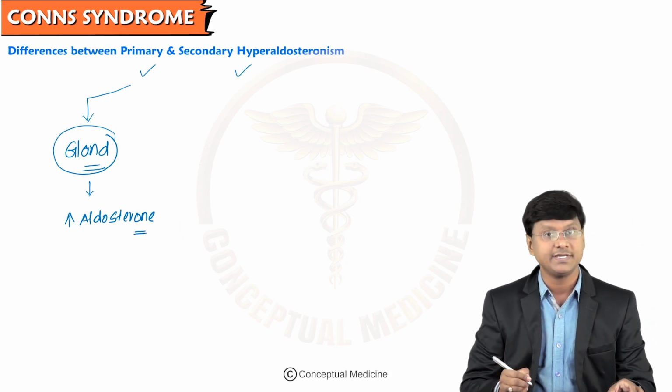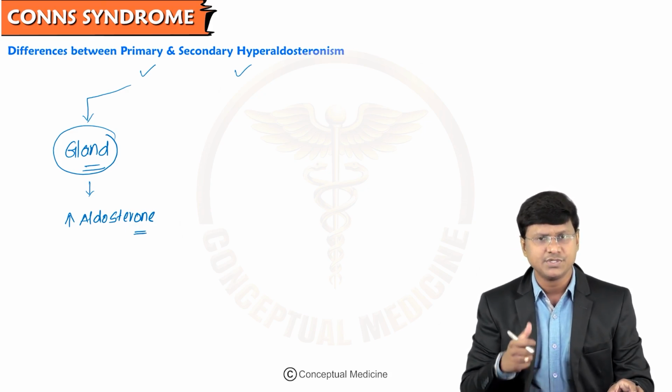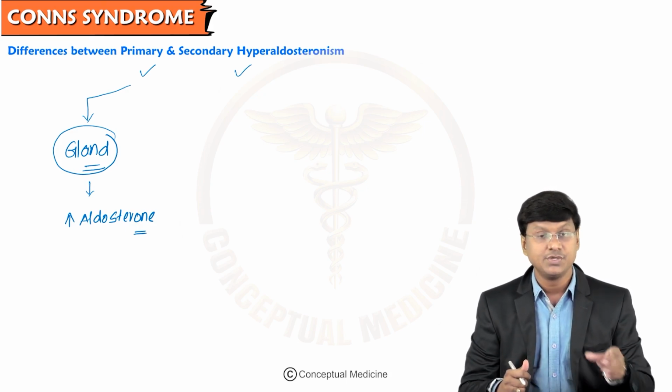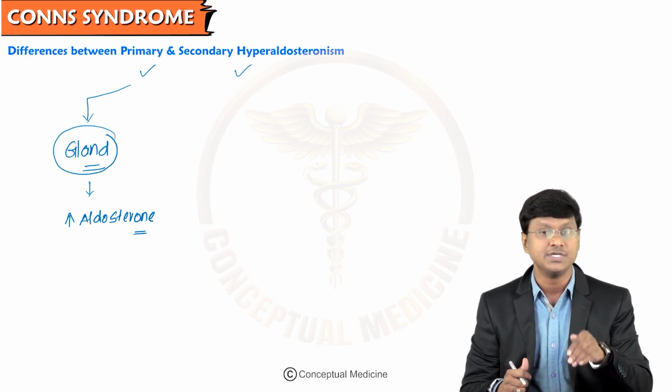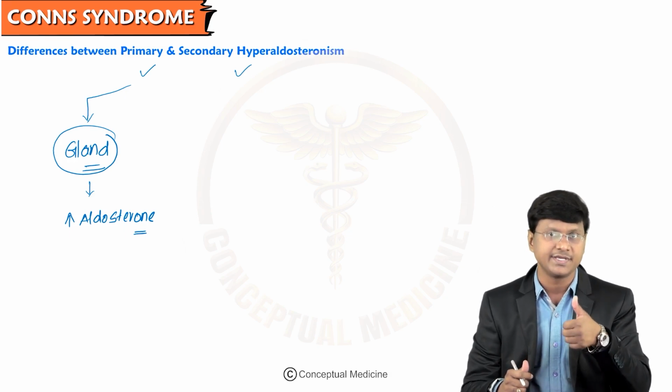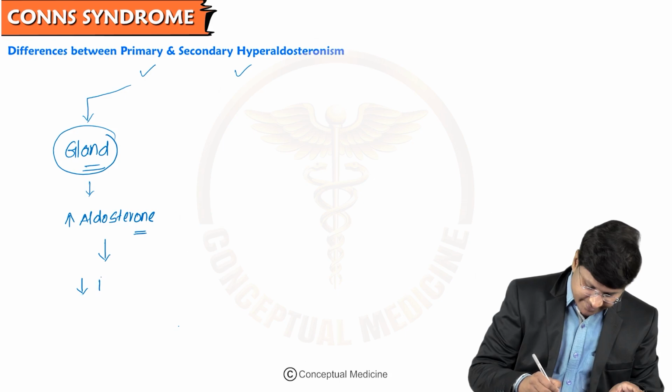Aldosterone level increases. When aldosterone level increases, what will happen to your sodium and water retention? Sodium and water retention increases. When sodium and water retention increases, what will happen to your renal perfusion? Renal perfusion also increases. So thereby, what will happen to your renin levels? There will be a decrease in the renin levels.